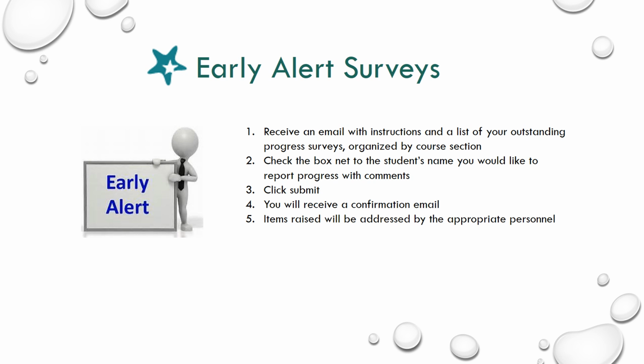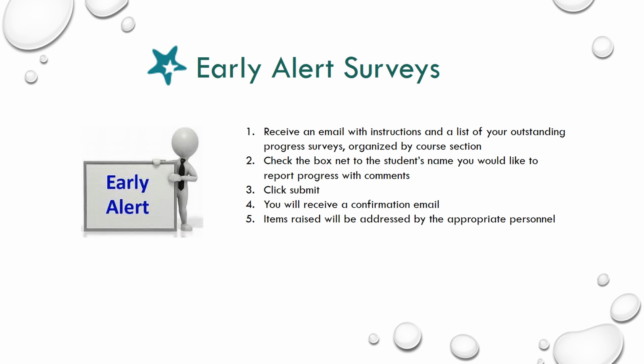Twice a semester, faculty will be prompted to conduct a progress survey within Starfish, typically at about week 3 or 4, and again around week 7 or 8. Here's what you can expect. You'll receive an email with instructions and a list of your outstanding surveys organized by course section. You'll check the box next to the student's name you'd like to report progress on, and there's an option for comments if you'd like to make them. Then hit Submit. You'll receive a confirmation email, and items raised will be addressed by the appropriate personnel.